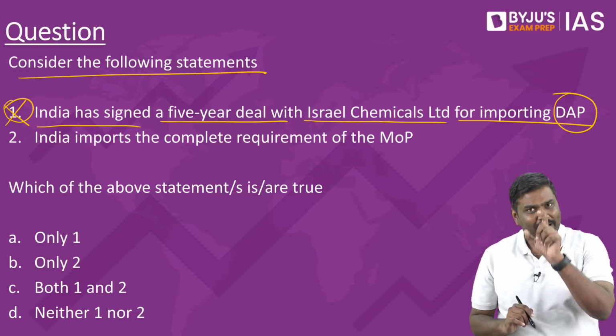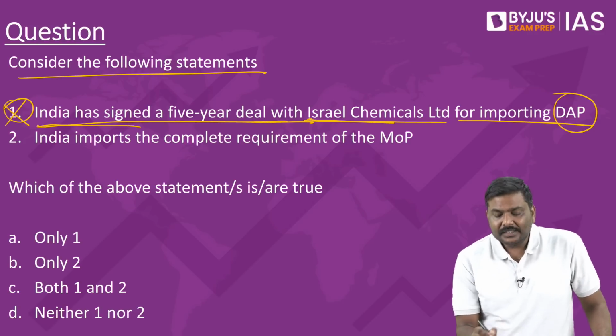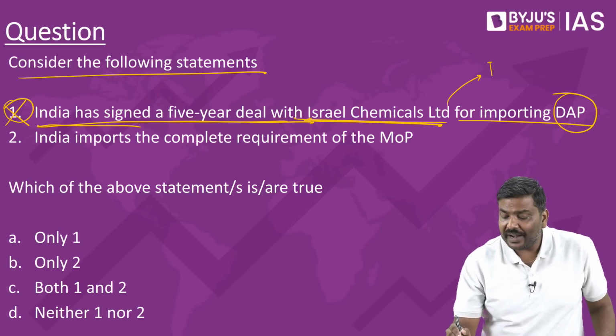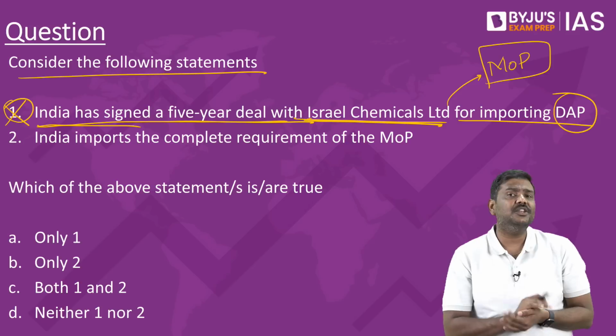What is the fact? Fact is very simple. India has signed a 5-year deal with ICL, that is Israel Chemicals Limited, to import muriate of potash. Muriate of potash. And I'll tell you the context why it was there in the newspaper.